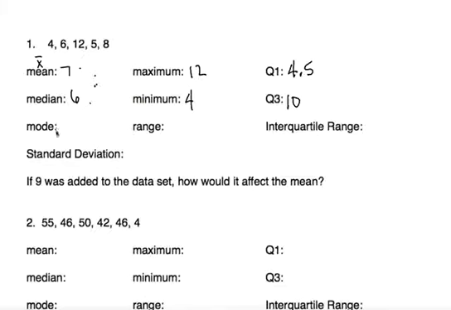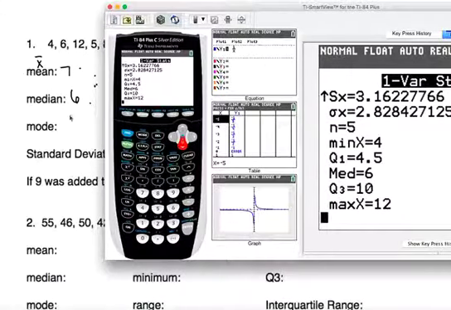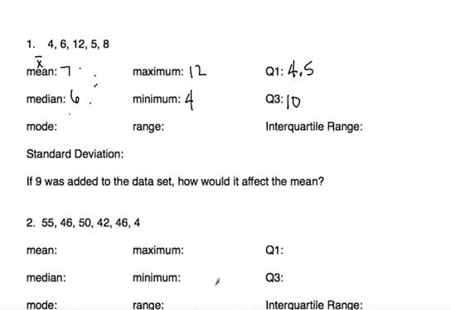Questions we can't get the answer for from that particular function on our calculator are the mode, the range, and the interquartile range. So the mode is the number that occurs the most. And so I don't have any numbers that repeat. So for this one, it's not applicable. I don't have a mode.